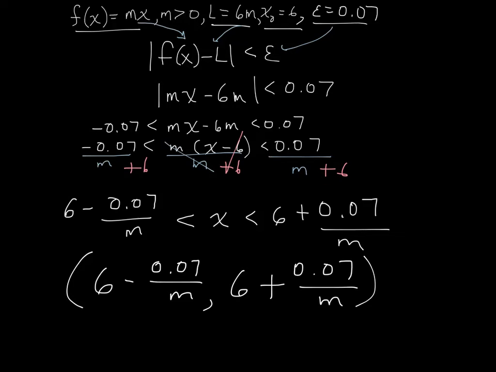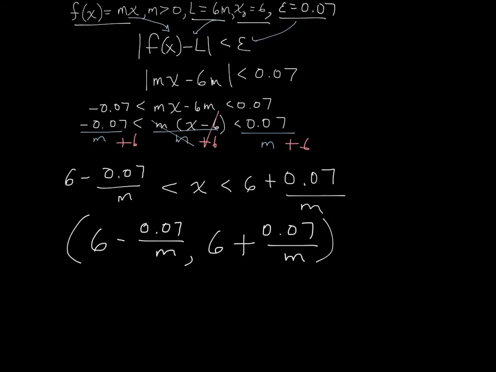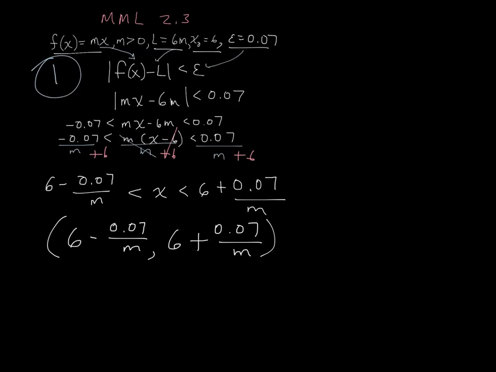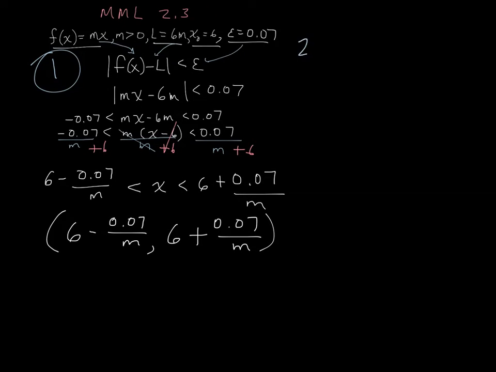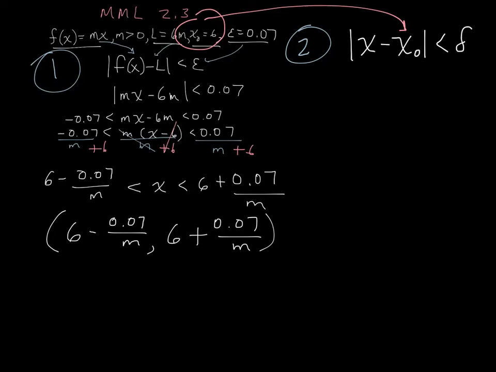The second part wants you to find the value of delta that holds for this definition. So to do that, this was my step 1, and now let's just do it over here. I'm going to do my step 2 to find the value of delta. So I'm going to have absolute value of x minus x naught less than delta. My x naught is right here, which is 6.